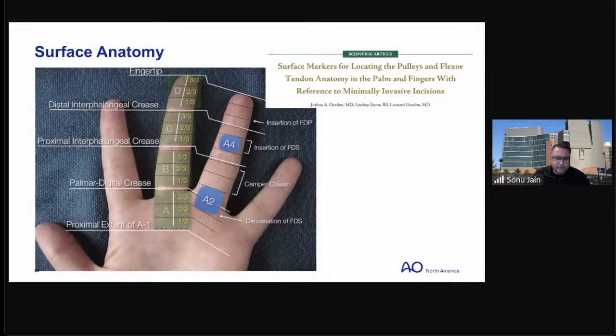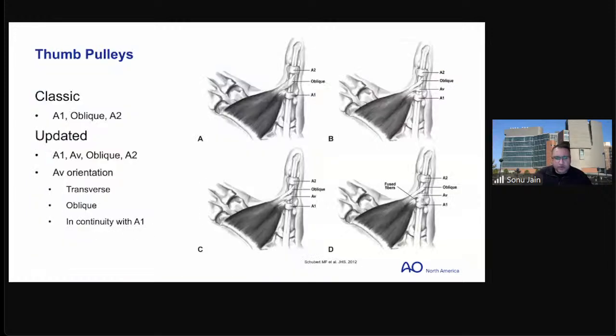So this is a nice anatomical photo which really shows the topography of where your pulleys are. I like to use this when I'm looking at the fingers to mentally figure out where my pulleys are, so that I kind of know, when I'm making my incisions, where is what. So thumb pulleys: you have your A1, oblique, and A2.